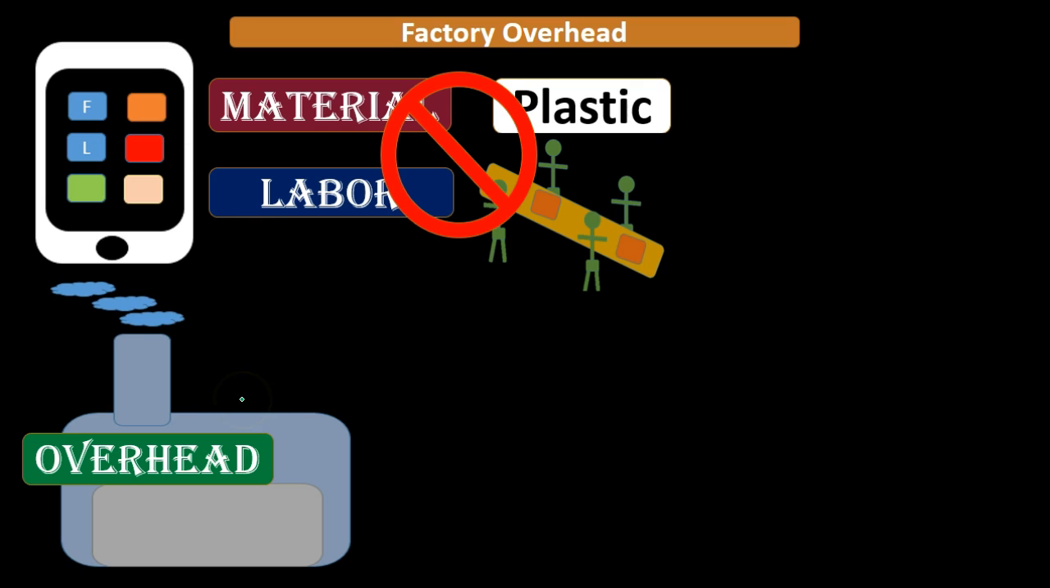And factory overhead's a good way to describe it because we're making obviously the tablets in the factory, and that means that everything related to the factory should be part of the tablets. We want it to be included in the inventory that we're making.